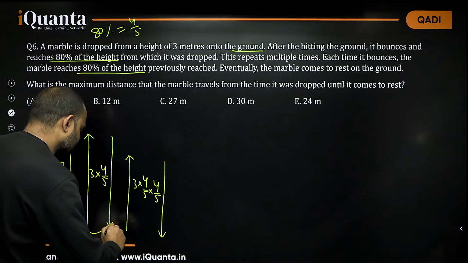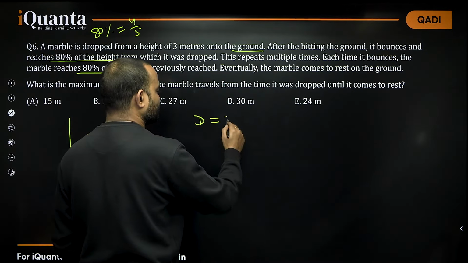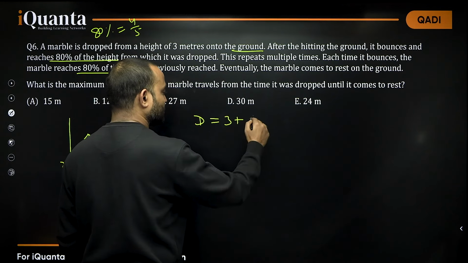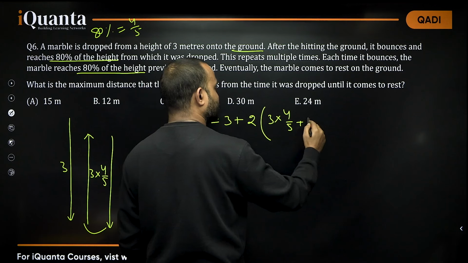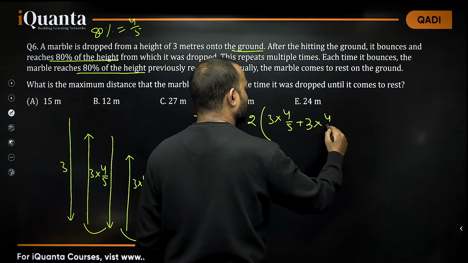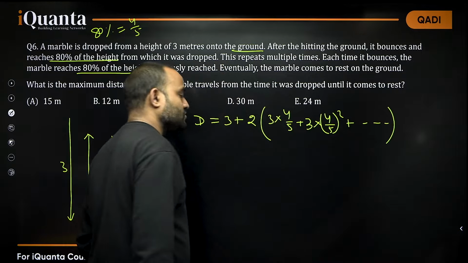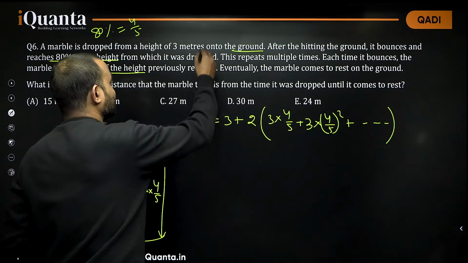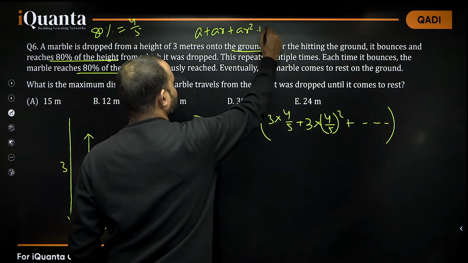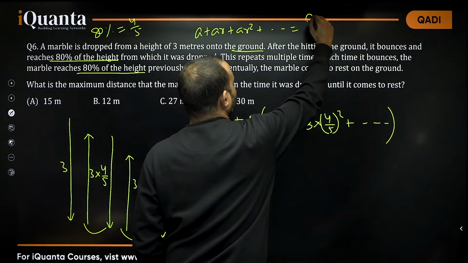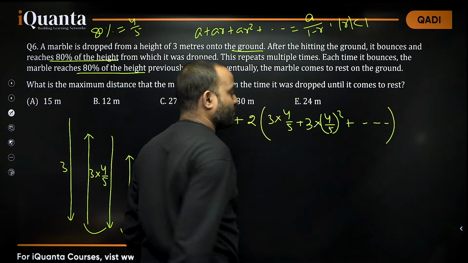Each of these distances will be covered twice. So, what will be the total maximum distance that it will cover? 3 plus 2 times 3 into 4 by 5 plus 3 into 4 by 5 whole square and so on. So, whenever we have geometric progression like this, a plus ar square till infinity, this is equal to a upon 1 minus r, where mod r is less than 1, right.